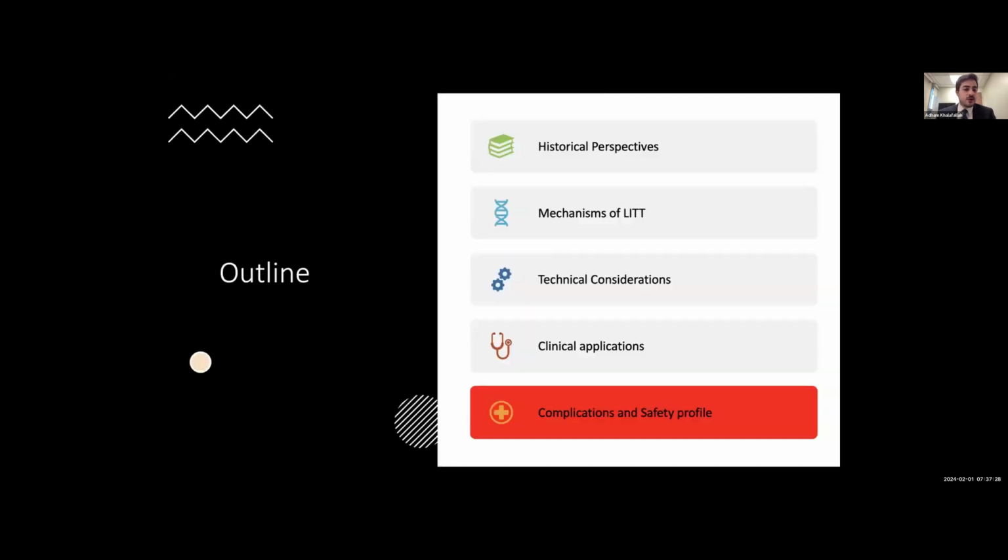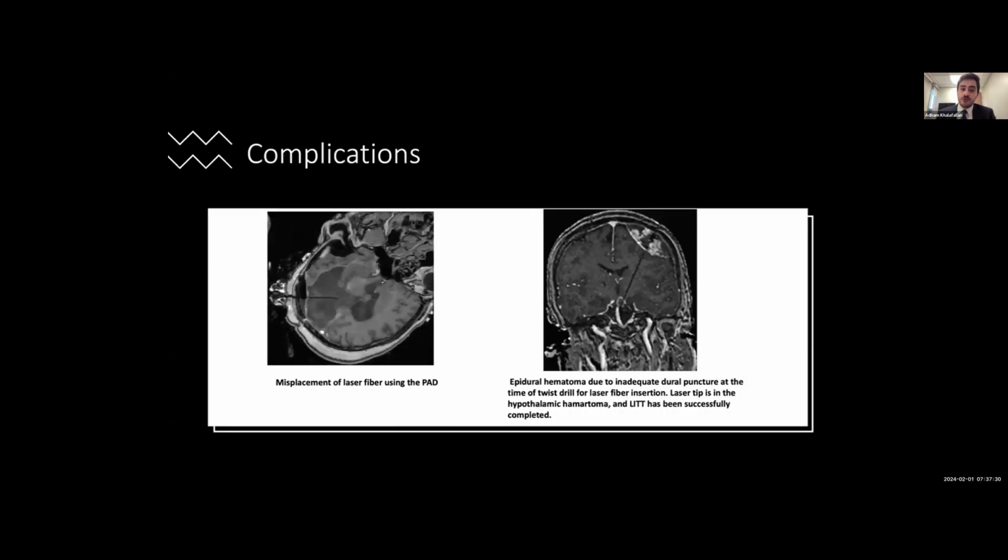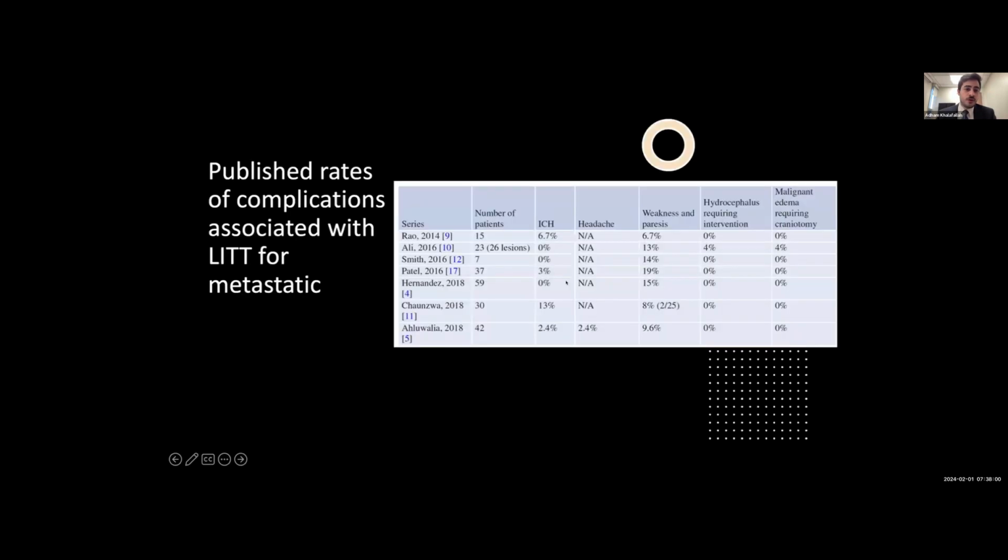The last thing I want to talk about is the complication and safety profile. Some of the complications that we've seen in the literature, we have not seen any of those, luckily, at University of Miami. But we see here the misplacement of the laser fiber that does not even reach the lesion, and epidural hematomas that can develop due to inadequate dural puncture initially. Although you can see in this case that the laser is in the hypothalamic hamartoma and it's going to get ablated, still the patient developed an epidural.